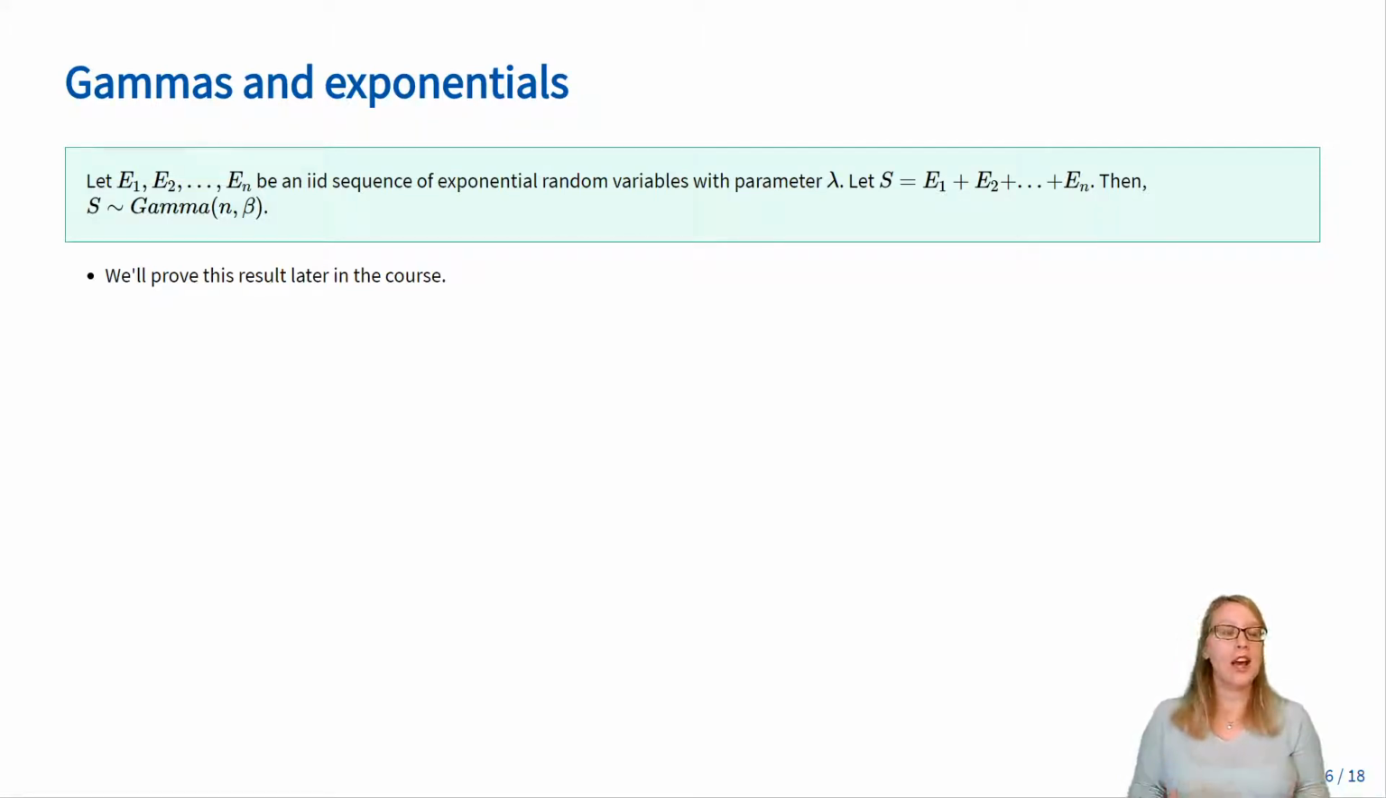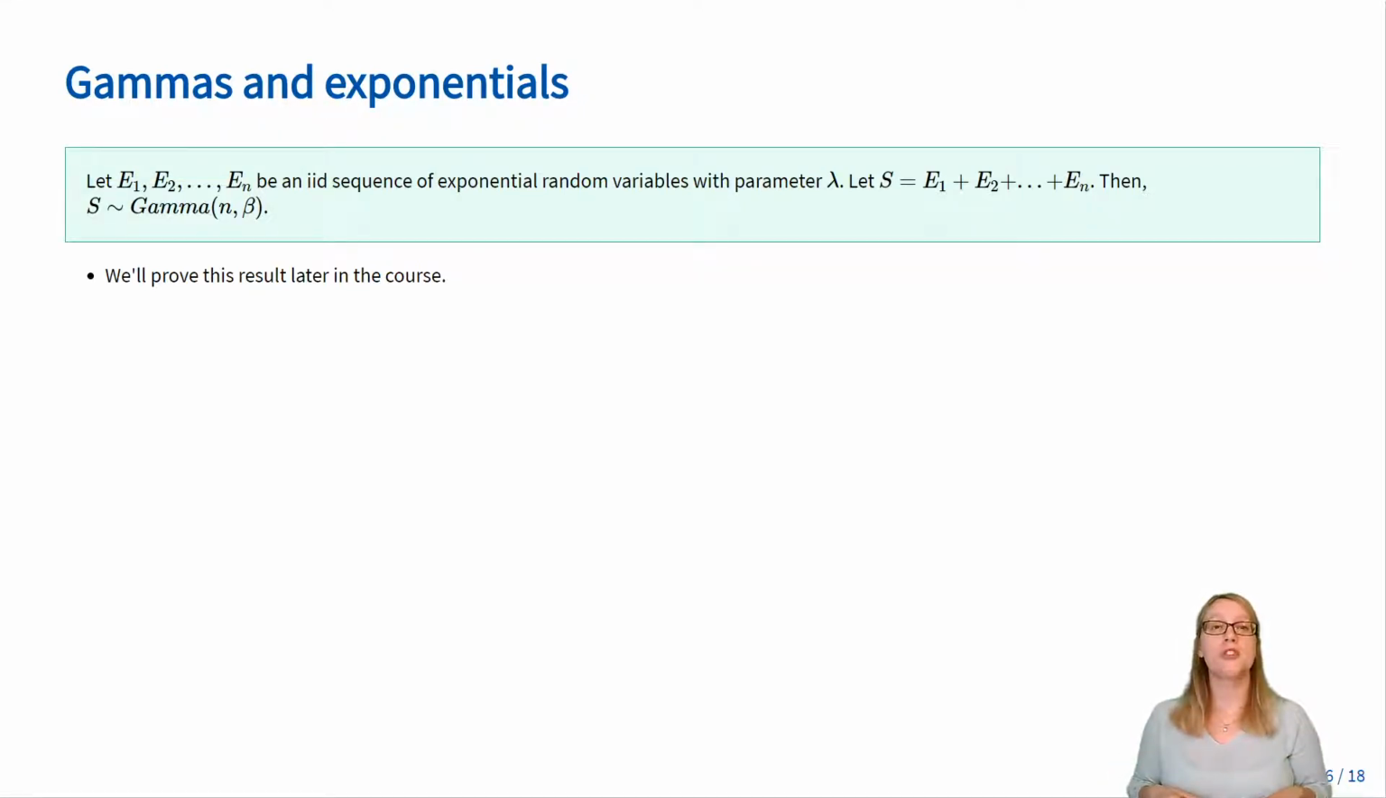Now, we have a lot of fun results with this gamma function. Here's one of the first. Let E1, E2, all the way through En be IID, independent, identically distributed exponential random variables with parameter lambda. We'll define a new random variable S, which is the sum of the exponentials.